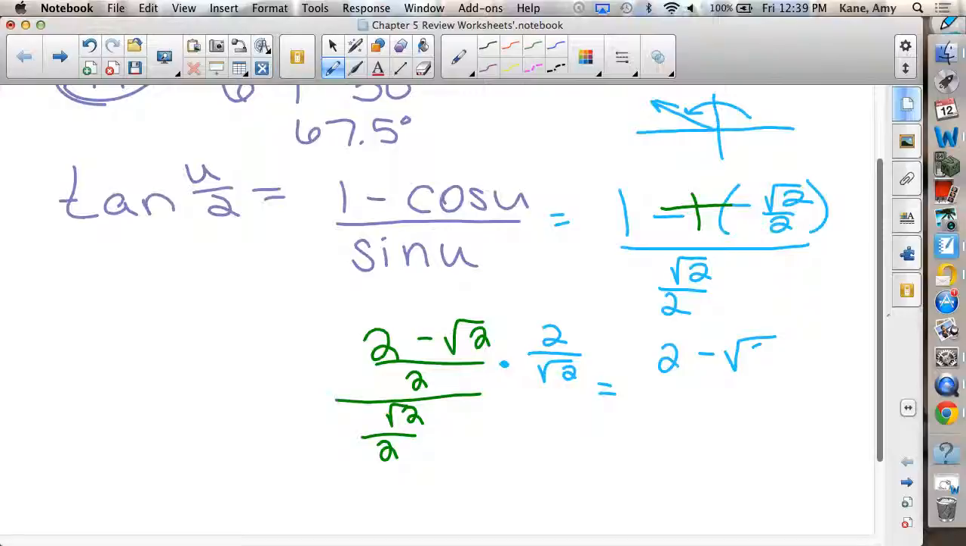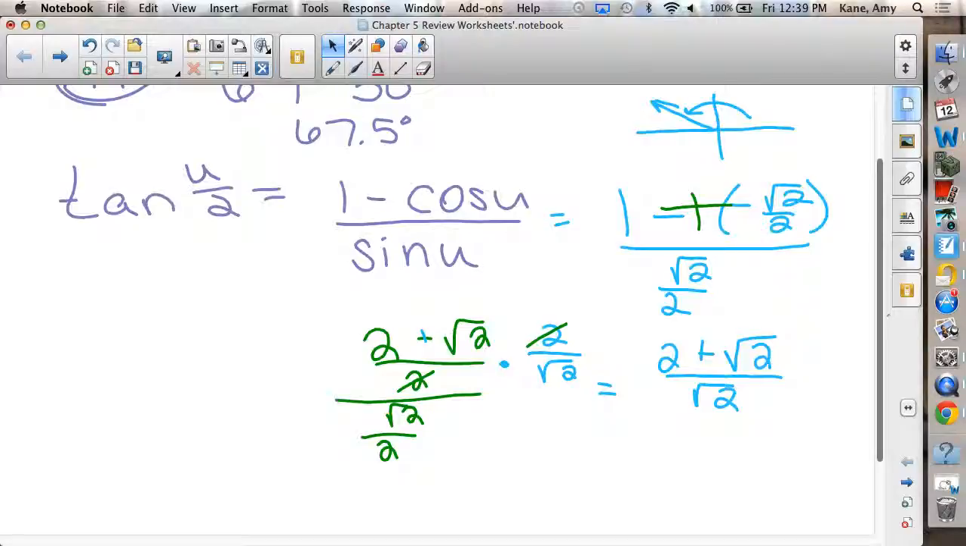Lots of square roots of 2's in here. These cancel, so that leaves us with 2 plus the square root of 2. Diagonally reduce those, and then on the bottom we have the square root of 2. What else do we have to do to simplify it? Joe? Would we multiply the top by square root of 2?